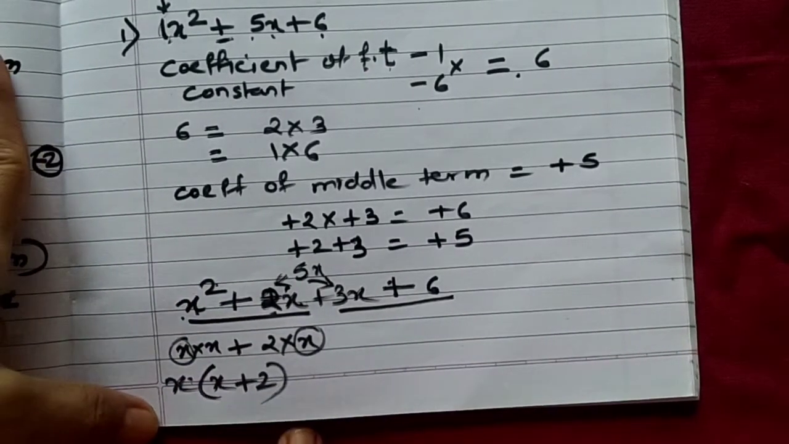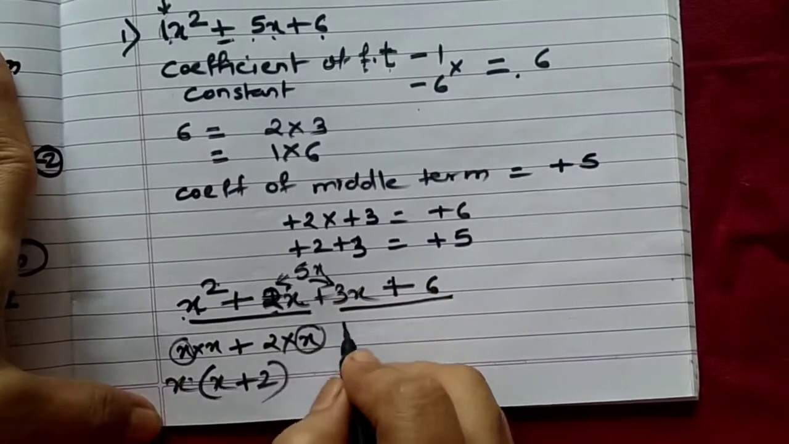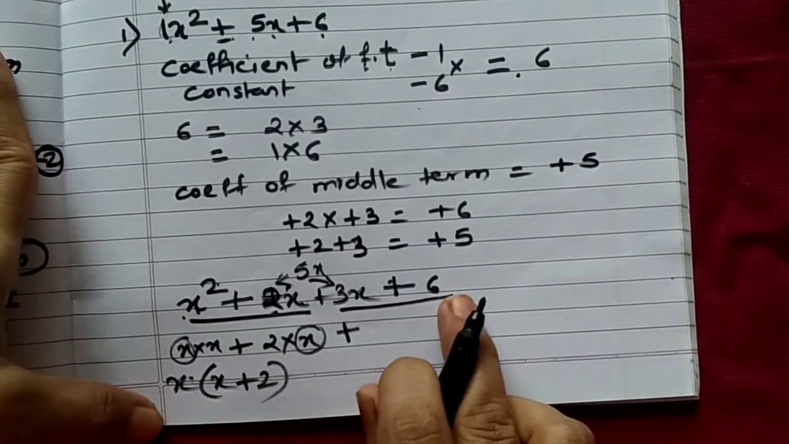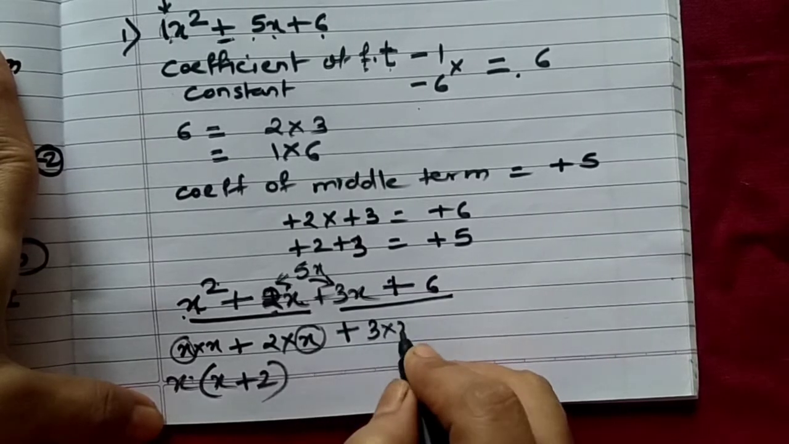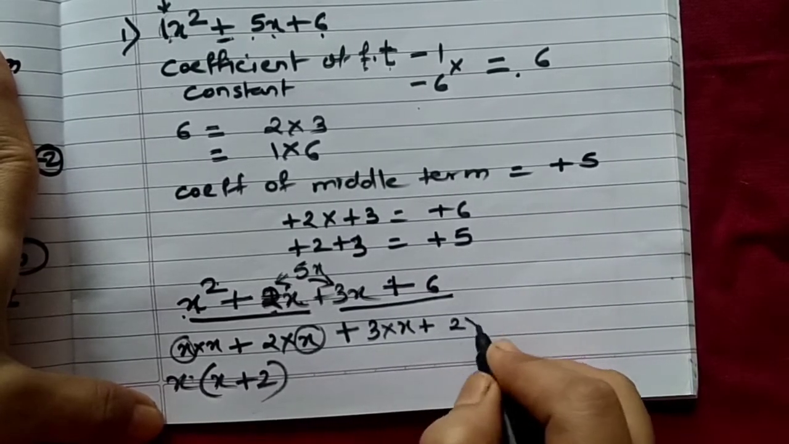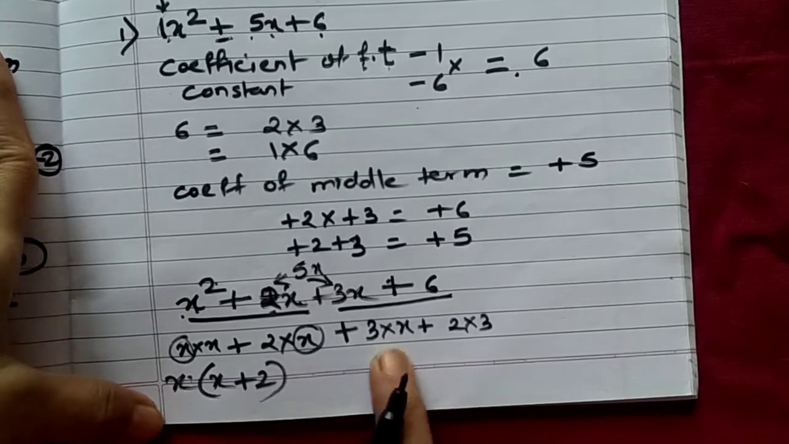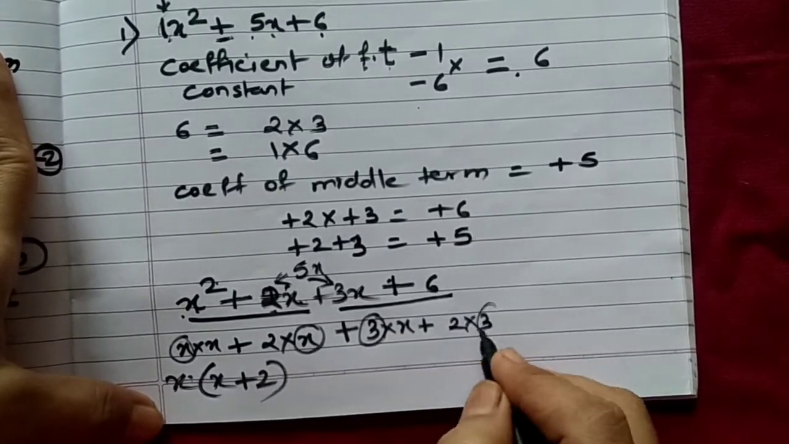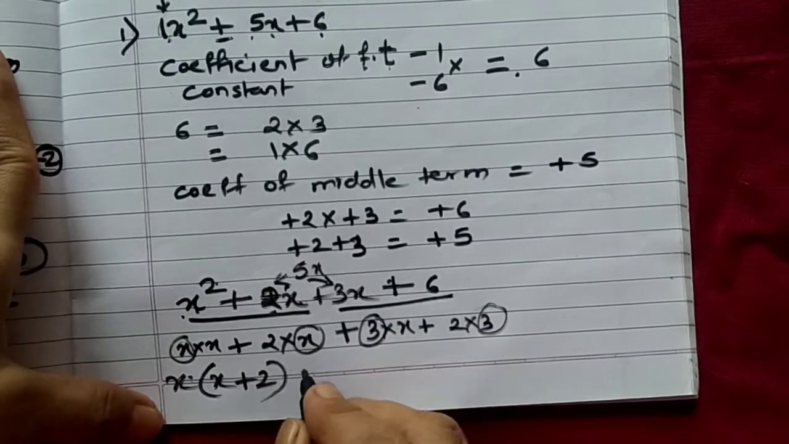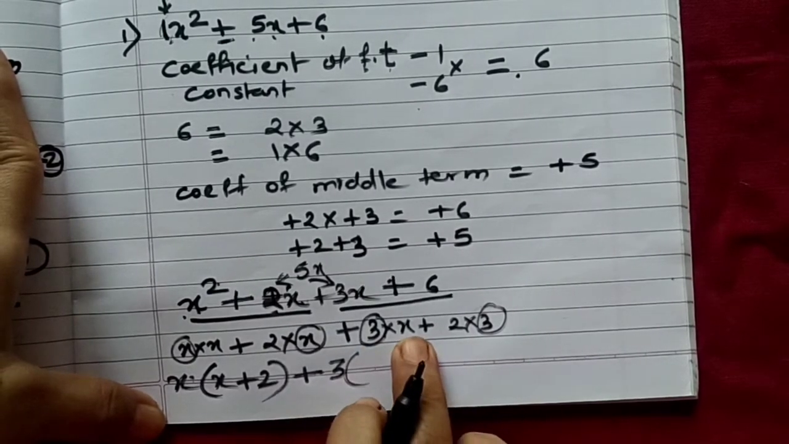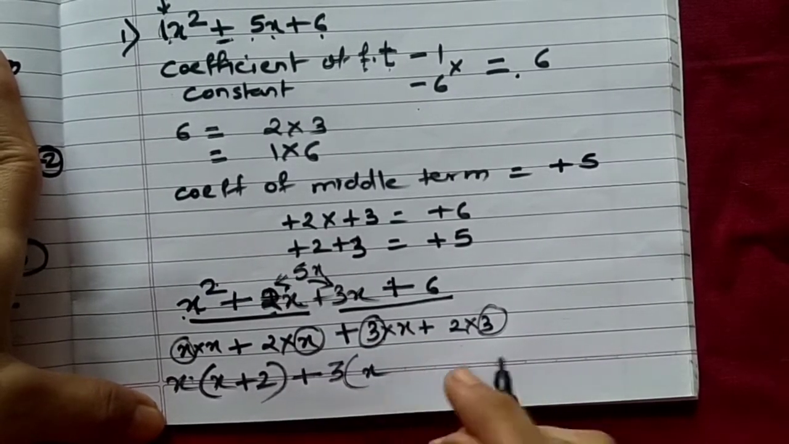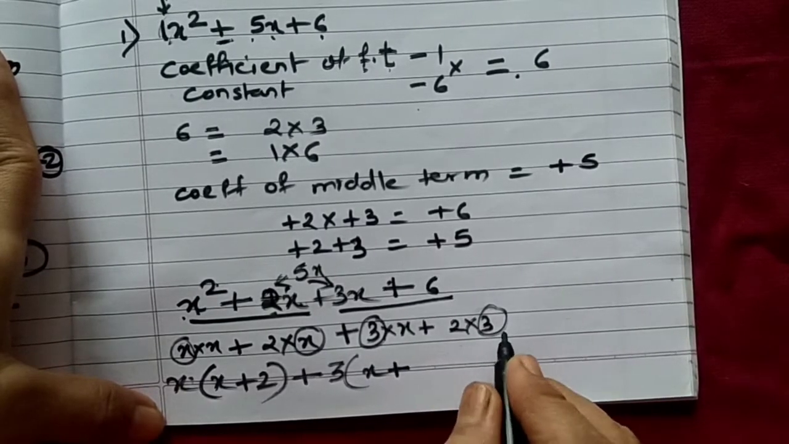Plus 2. Okay. Similarly now 3x and 6. What is common now? 3x will be 3 into x and 6 will be 2 into 3. Now what is common over here? Common is 3. So we will write here plus 3. Now what is left over here after we take out 3? What is left here? x. What is left here? Plus 3 is gone out.